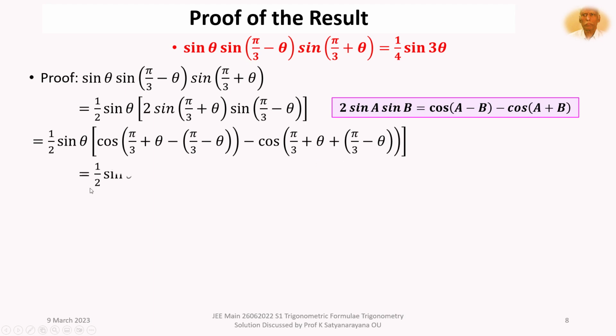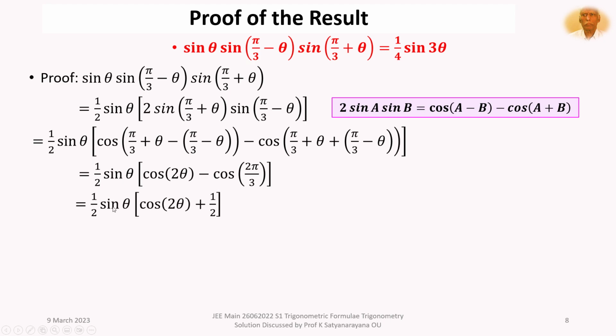So that will be equal to 1/2 sine theta into the first term, cos 2 theta, minus cos of pi by 3 plus pi by 3, which is 2 pi by 3. And that's equal to 1 by 2 sin theta into cos 2 theta minus cos of 120 degrees. Cos of 120 degrees is minus sin 30, that is minus 1 by 2. So minus into minus gives plus 1 by 2. So take this sin theta inside, so that will be equal to 1 by 4 into 2 cos 2 theta sin theta plus sin theta.